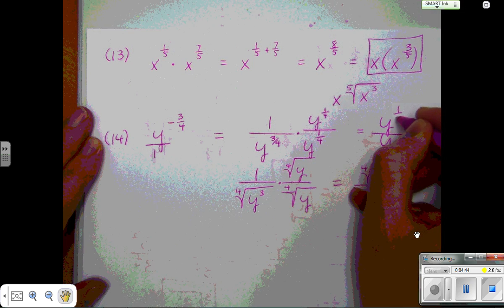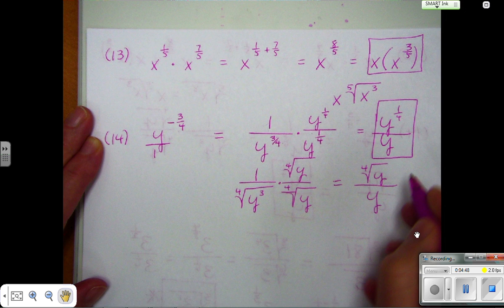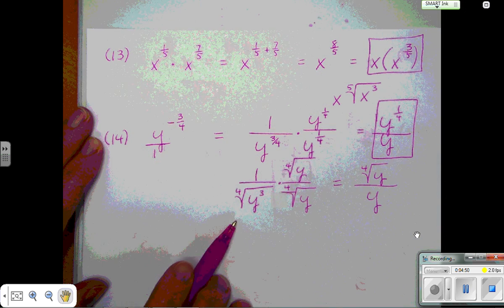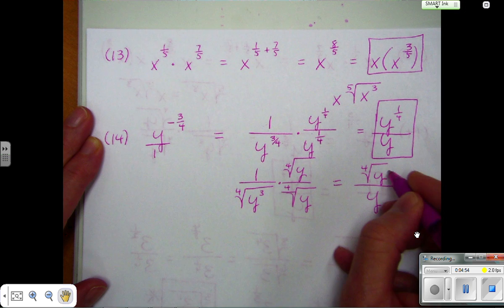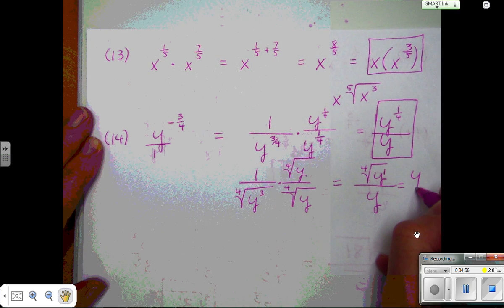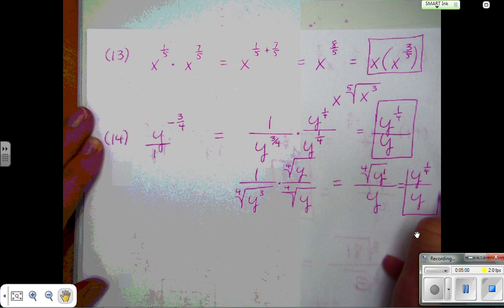So you would have your answer in rational form. And if you were to work it using radicals and then you need to change it back to rational form, your exponent here is just a 1. So y to the 1/4 and then y in the denominator. You're going to wind up with the same answer either way you do it.